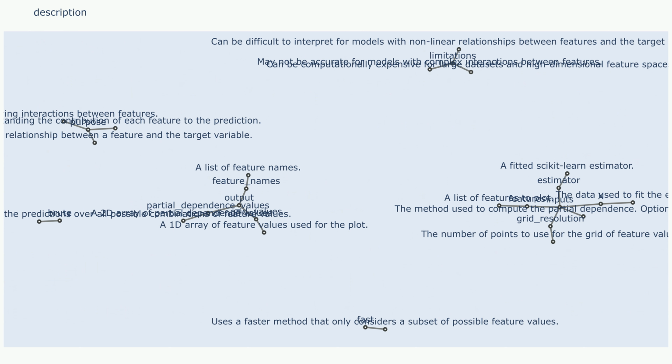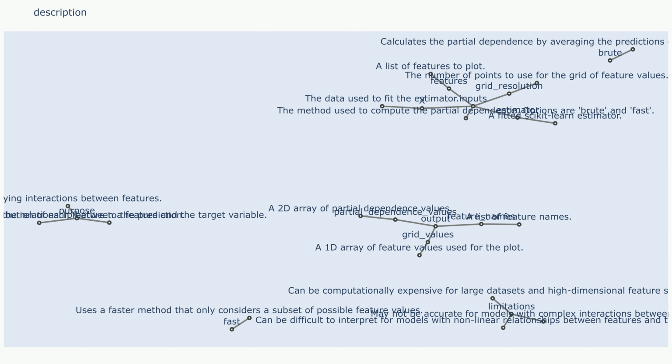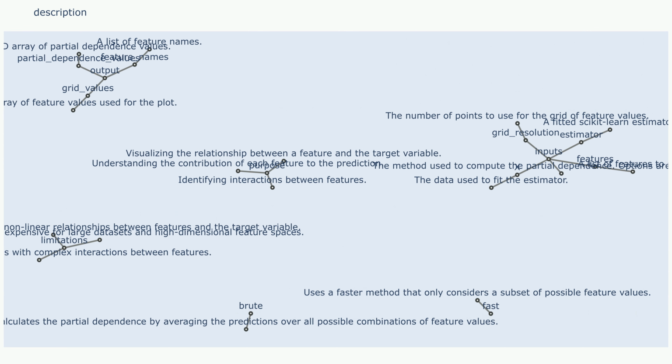5. Key values in the YAML example. YAML. Model type: random forest classifier. Features: age, income. Grid resolution: 50. Kind: average. N jobs: -1. Method: recursion. Explanation. Model type specifies the type of model used. Here, it's a random forest classifier. Features. The features for which we want to compute and visualize the partial dependence. In this example, age and income.